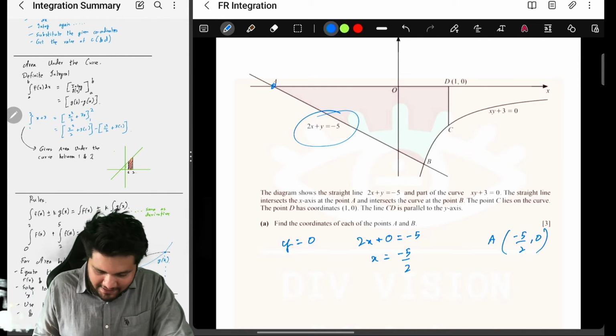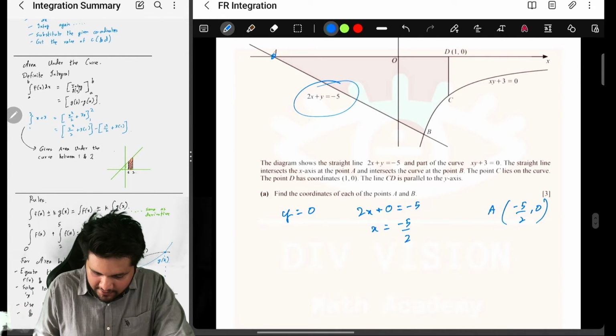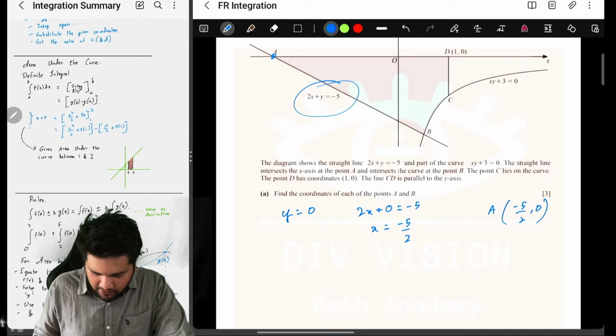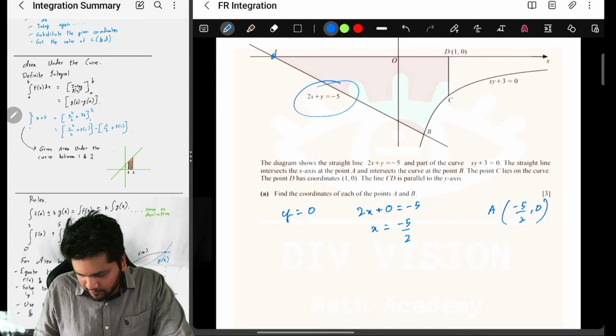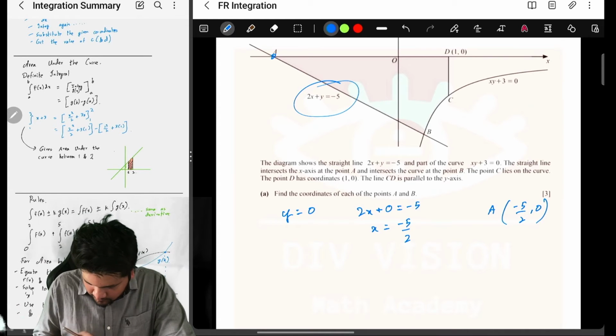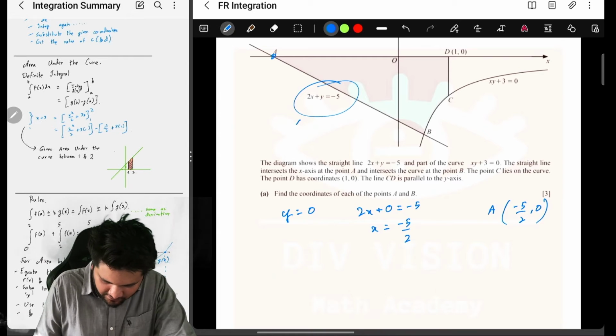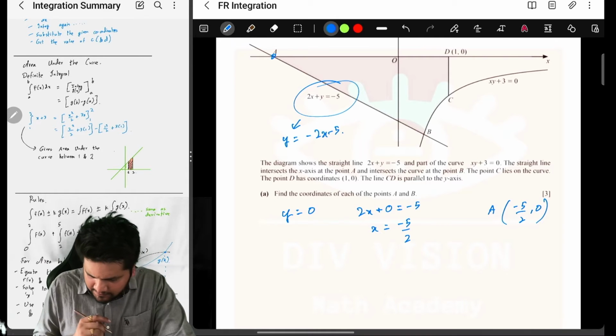Now B is what? B is the point of intersection of 2x plus y equals minus 5 and xy plus 3 equals 0. So what we are going to do is just solve the equation. From this equation, we can write y equals minus 2x minus 5.